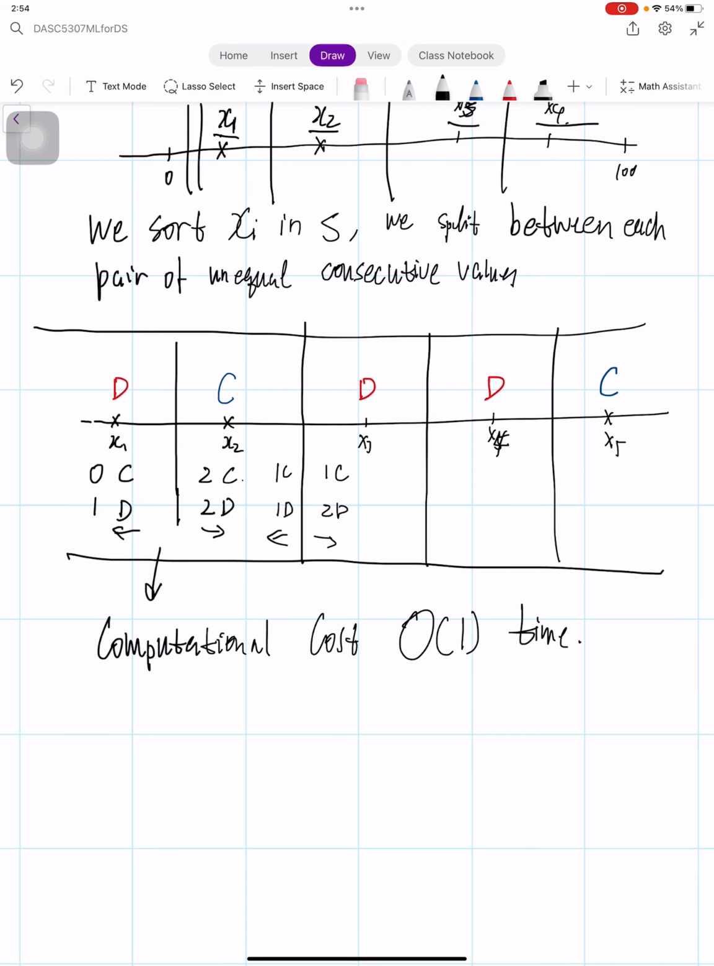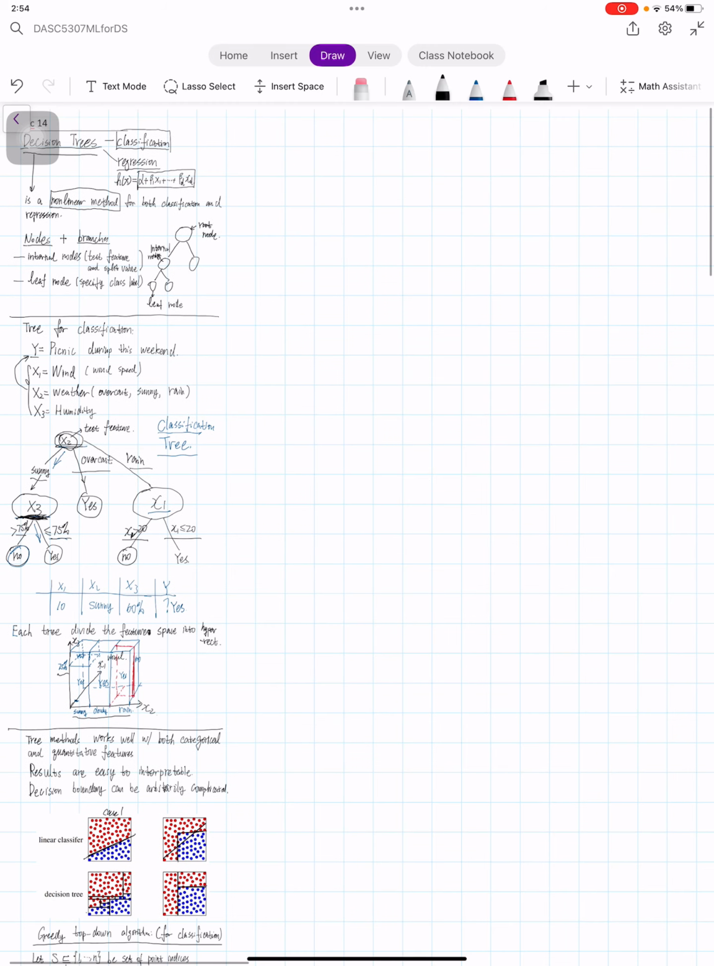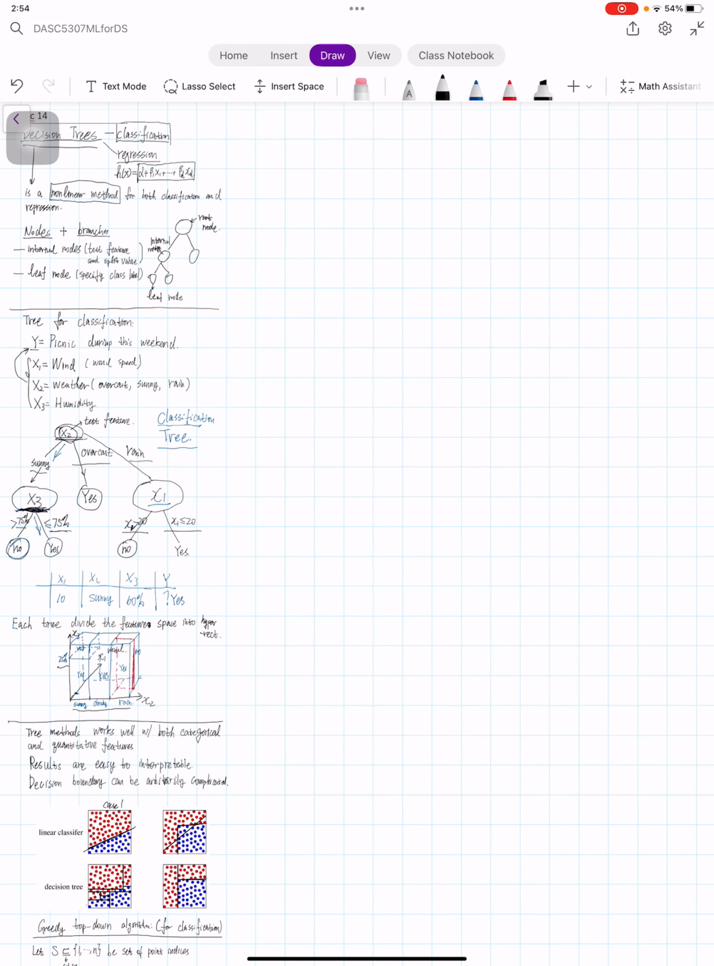Okay, I think that's all I want to talk about today about classification trees. In your lab, you can find some more Python code to implement this method.